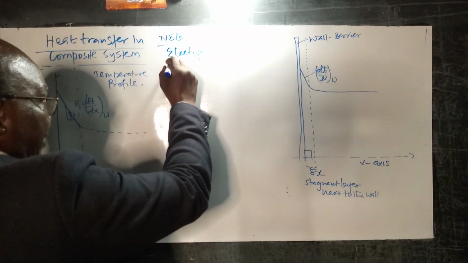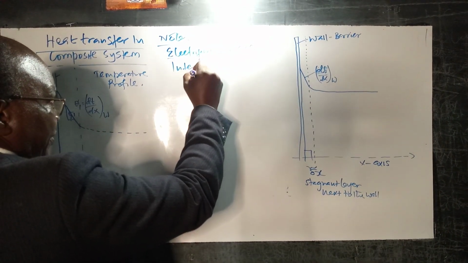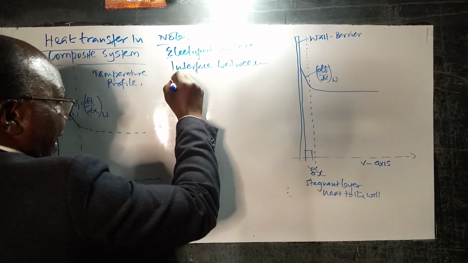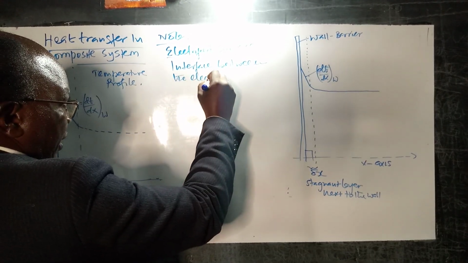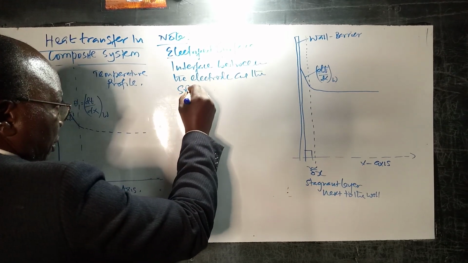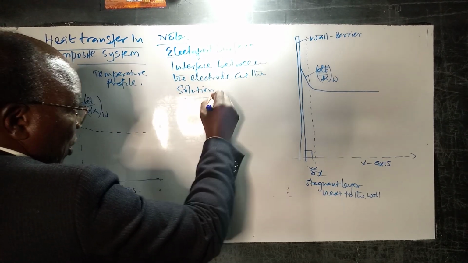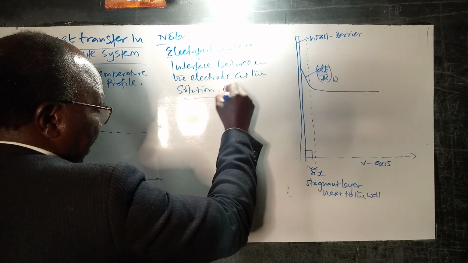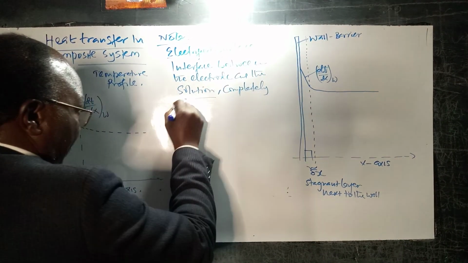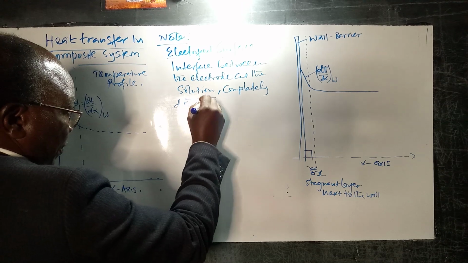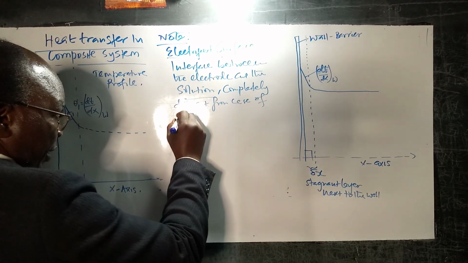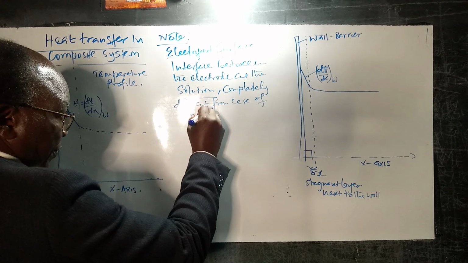where we have the interface, so the interface between, in that particular case, the electrode and the solution, will be completely different from the case of a neutral surface.